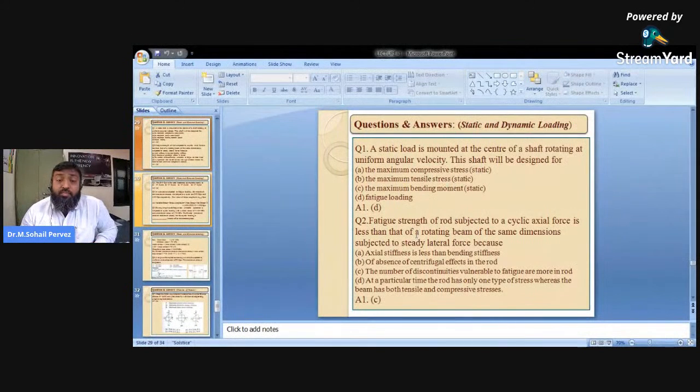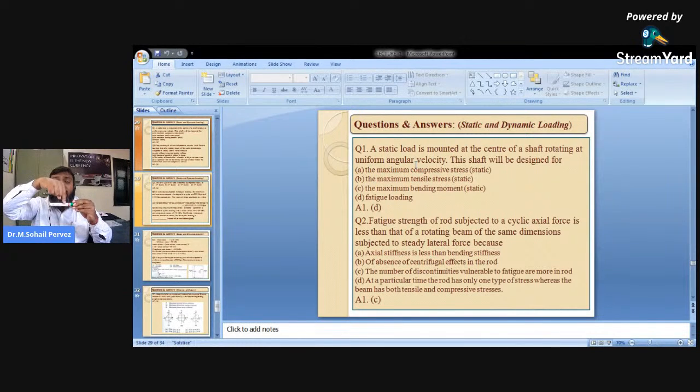Answering such questions, even though it is a very simple, 1 mark question generally asked in GATE as well as in IES examinations: a static load is mounted at the center of a shaft. Even though the load is static, it is mounted at the center of a shaft rotating at uniform angular velocity. This is very important. The shaft is rotating, and some static load is applied.